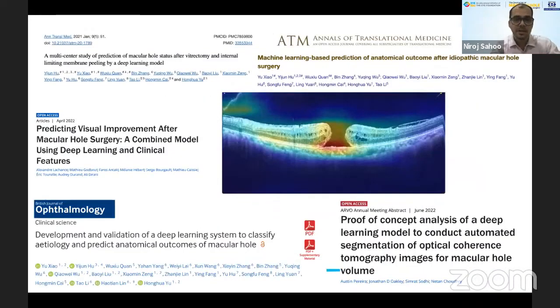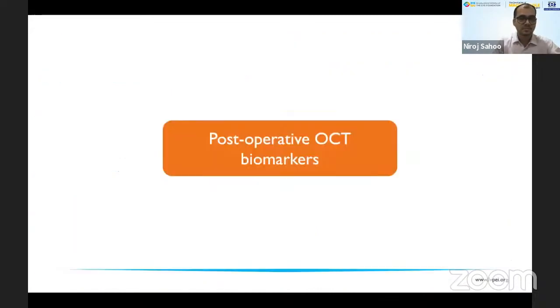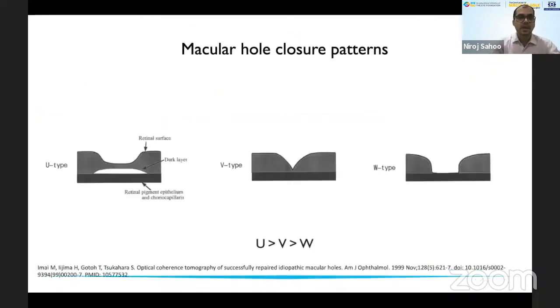There are several other deep learning models that have been developed and used to prognosticate closure rates. I'll not go into detail, but these are some of the examples that have shown a very nice correlation with the closure rates and visual acuity outcomes. Quickly moving on to the postoperative OCT biomarkers, we already know the types of macular hole closure, the U, V, and W type, with U being very nicely associated with good visual outcomes.